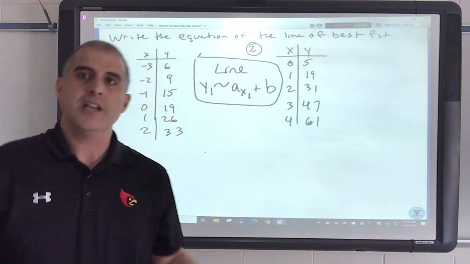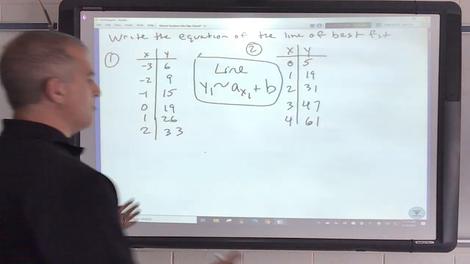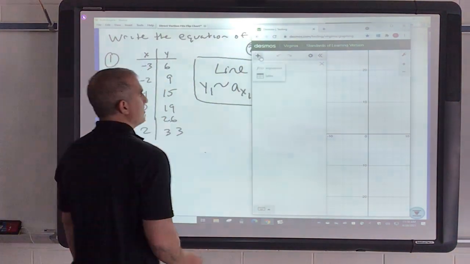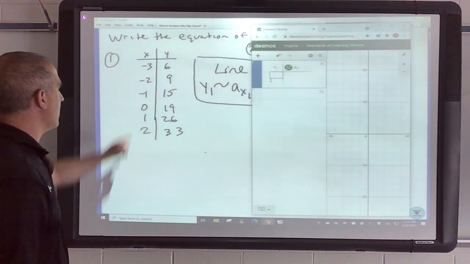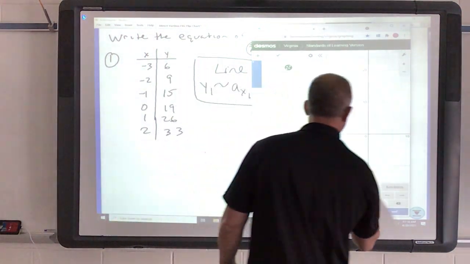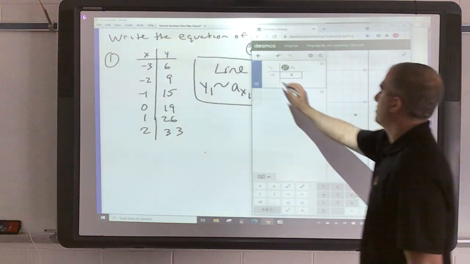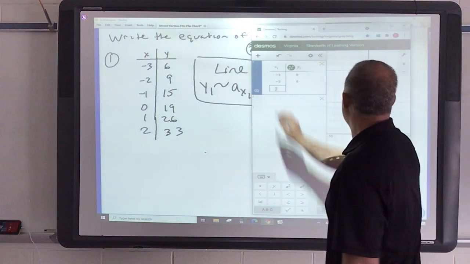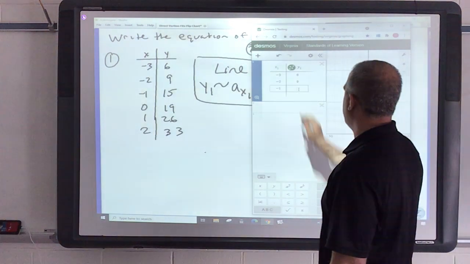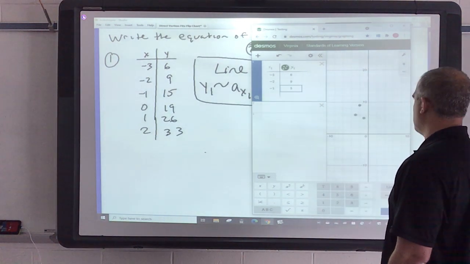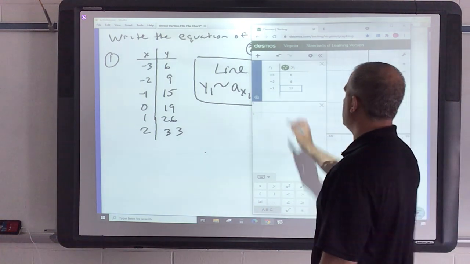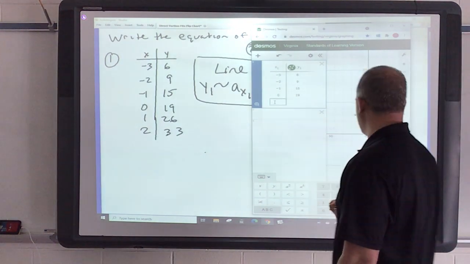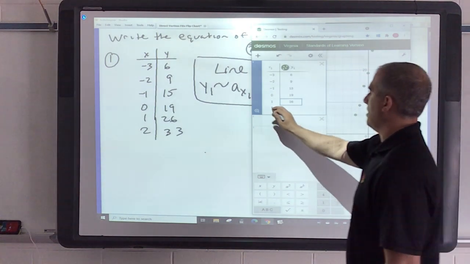We're trying to come up with the equation to almost estimate the line of best fit. We'll do some more examples of this in class. All right? So what you do in Desmos is I hit the plus sign, and it will ask me to put a table in. And so I hit the table. Okay? And all I do is I put these values in. -3, and then 6. Then -2 and 9. Then -1 and 15. Then 0 and 19. Then 1 and 26. And then 2 and 33.